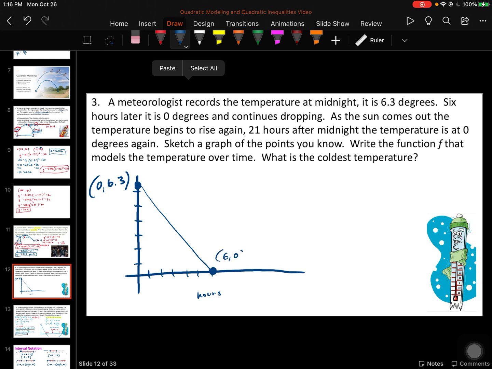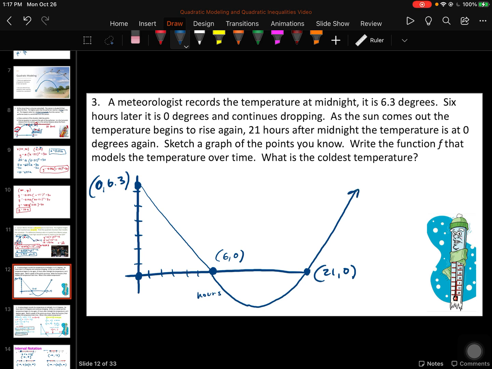We have the point (6, 0), I like to label it. And then it says, as it continues dropping, so it keeps going down. As the sun comes up, it begins to rise again. So at some point, we turn around and we come back up. And it says 21 hours after midnight. So here was midnight, 0 hours. 21 hours later, we're at 0 degrees again. I have that. And then it says, sketch a graph. We did that. Write the function.